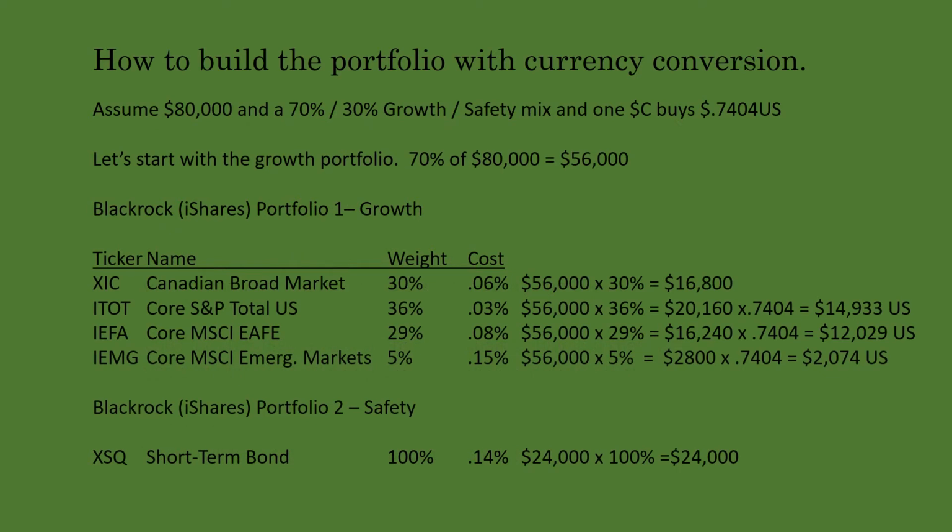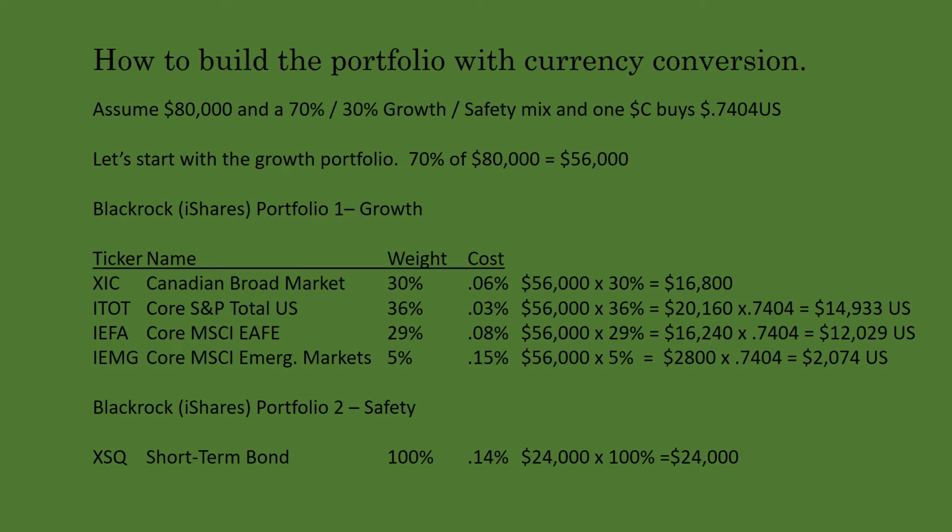Let's do the same with the Blackrock portfolio. Let's assume the same $80,000 portfolio. Let's assume the same 70-30 breakdown between growth and safety. And let's assume the Canadian dollar buys 0.7404 US dollars, or 1 Canadian dollar buys 74 cents US dollars. So the growth portfolio, XIC, this trades in Canada, so you don't have to do a conversion. $56,000 times 30% equals $16,800 into XIC.